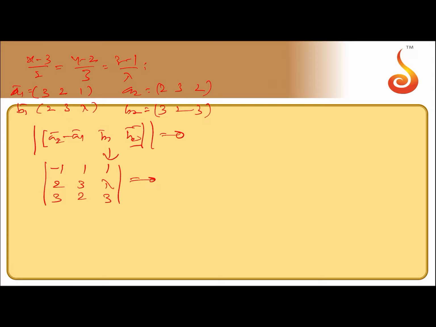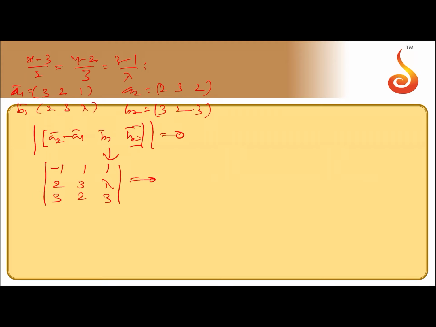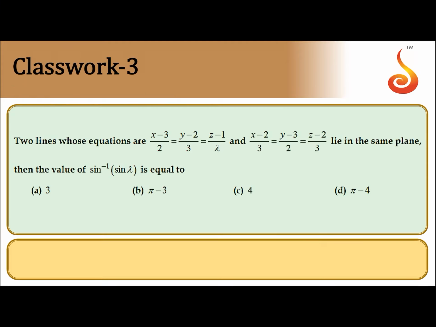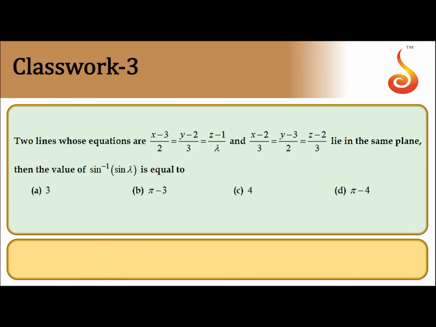The points are 2, 3, 2 and 3, 2, 1, so the difference is minus 1, 1, 1. This is equal to 0. Expanding along the last column, it is 1 multiplied by (4 minus 9) which is minus 5, minus lambda multiplied by (minus 2 minus 3) which is minus 5, plus 3 multiplied by (minus 3 minus 5), is equal to 0. Simplifying, lambda is equal to plus 4. You get it. Lambda is equal to plus 4.